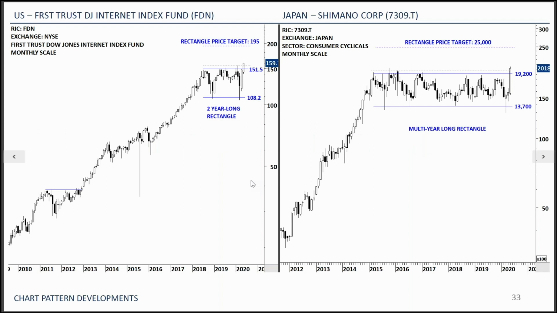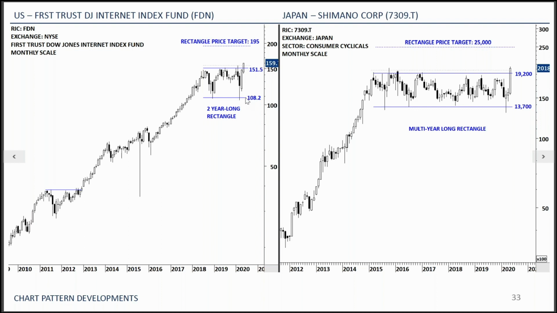Let's have a look at what I'm looking at right now. These are two different charts. One of them, the right side is my favorite, but let's have a look at the left one from US Internet Index Fund, FDN. This is a monthly scale price chart. You can see this perfect ascending triangle breaking out here, and a similar 2-year long consolidation probably has taken place and completed, and now we are seeing this breakout taking place.